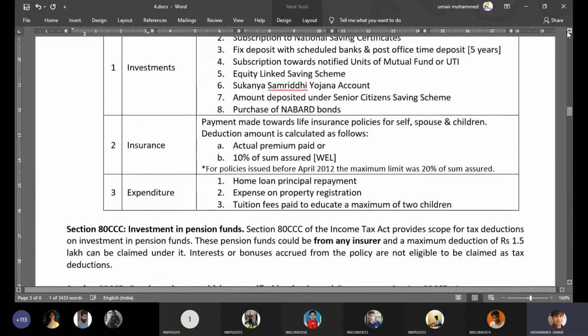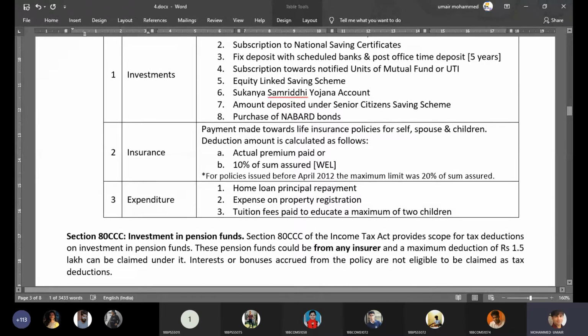Section 80CCC talks about pension fund. Now, in most cases, what we see is the corporate sector, especially the private corporate sector, does not provide insurance, pension, unlike your government jobs, which lay emphasis on payment of pension. Private sector, by and large, the employers do not provide pensions as such.